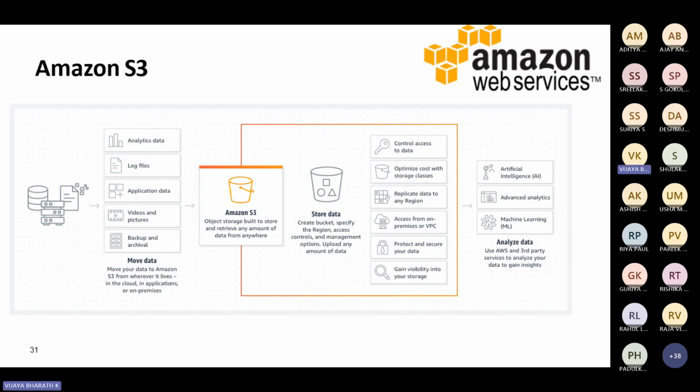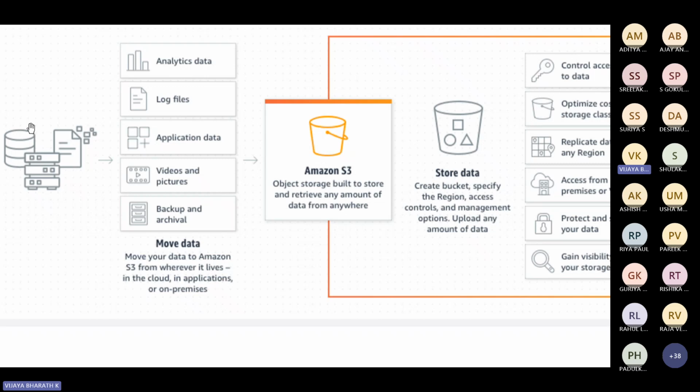Now you can see how data are stored. You can store analytic data, log files, application data, videos and pictures, and backup and archival. You can move data wherever it originates from your application. If the data is generated on-premise, you can move it to this object storage, where you can store and retrieve data from anywhere else. So see how it stores.